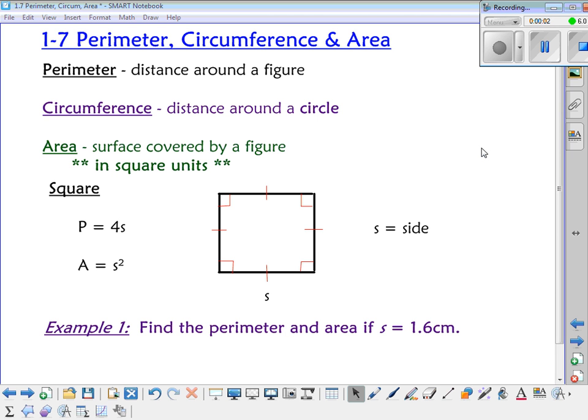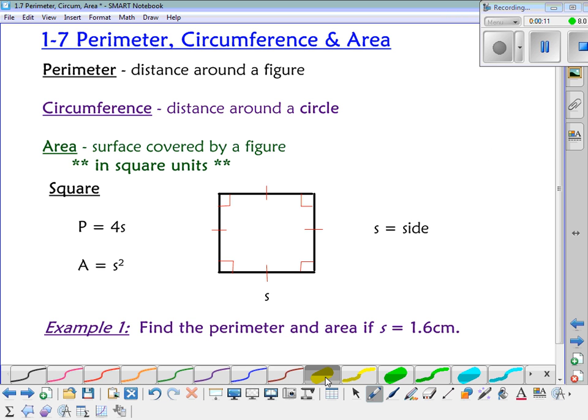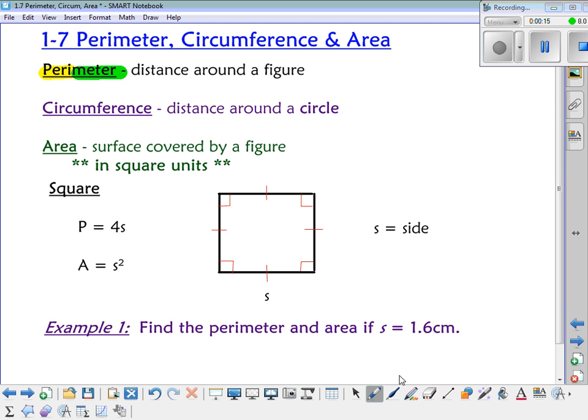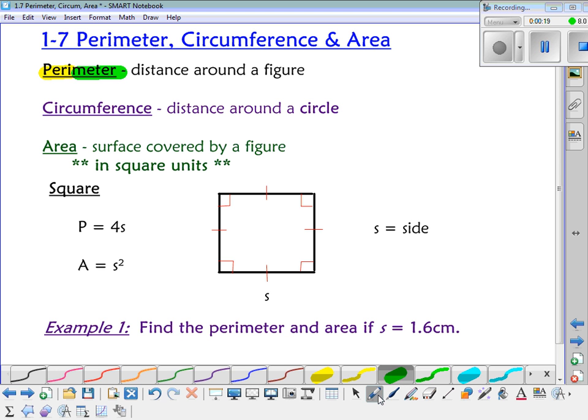Today we'll be discussing perimeter, circumference, and area. Perimeter is just the distance going around a figure. You see it's made up of two things, peri and meter. Peri means around and meter means measure, so it's just the distance that you measure around a figure.